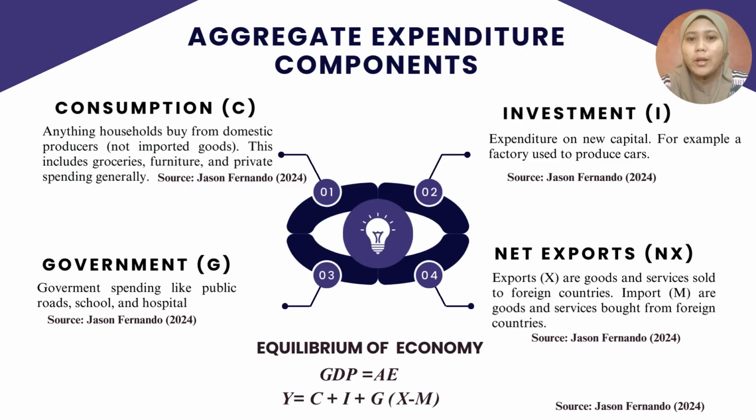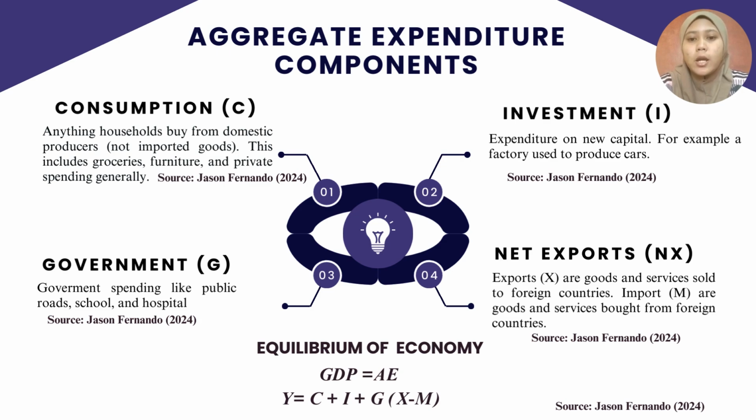Now I will explain about aggregate expenditure. First is consumption. Consumption is anything households buy from domestic producers, not imported goods. This includes groceries, furniture, and private spending generally. Second is investment. Investment is expenditure on new capital, for example, a factory used to produce cars. Next is government. Government spending includes public roads, schools, and hospitals.